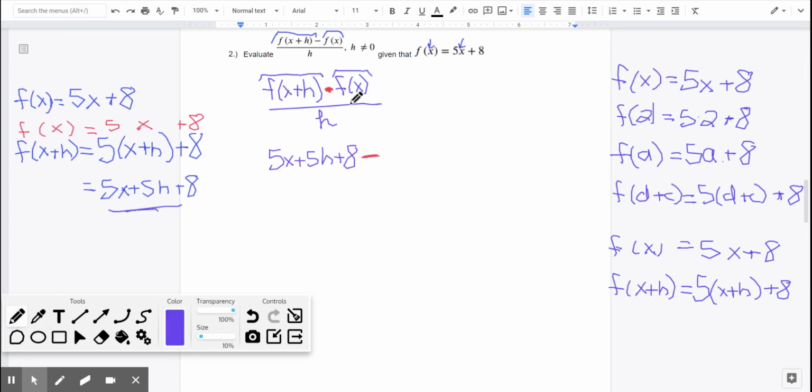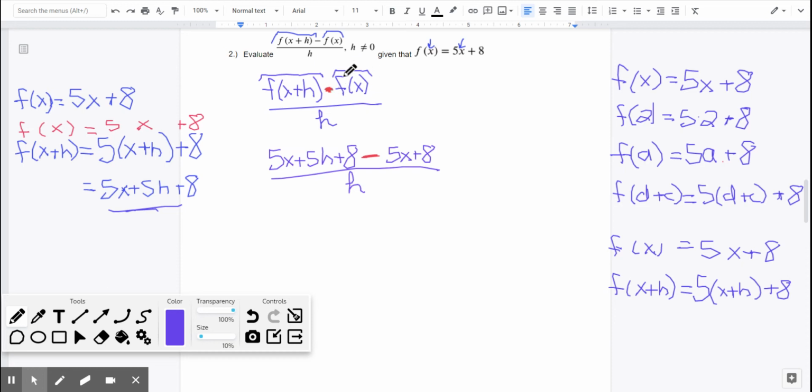And then we need to replace f of x. F of x is 5x plus 8. Or you can just look back to here. F of x was given. It's 5x plus 8. Okay. And that all goes over h. And what I have written is incorrect.